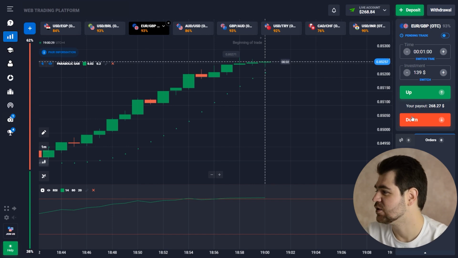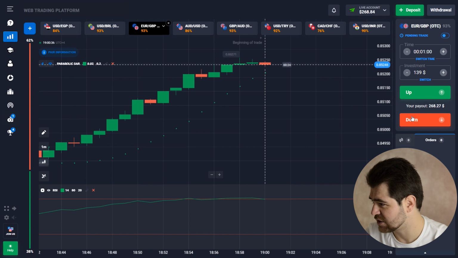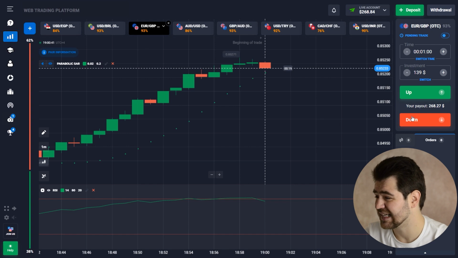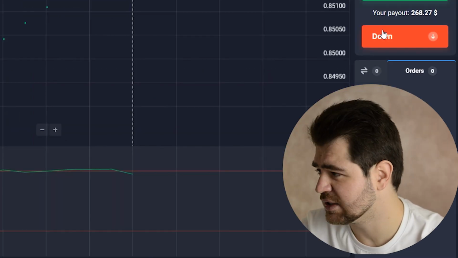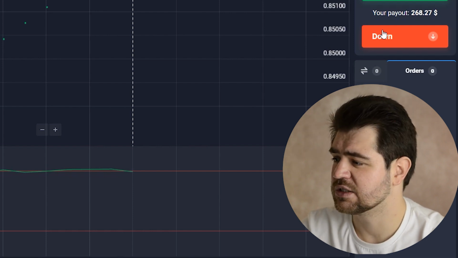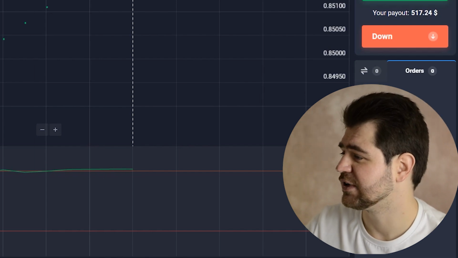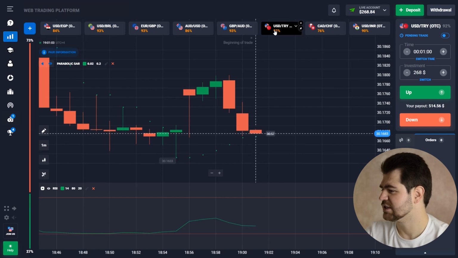Let's find out the next situation. I have 268 on the balance. I'm going to put that in the investment panel, and I'm switching between the currencies, as I said, because otherwise you could be waiting there for a long time for a perfect thing to happen. Let's have a look at this one.